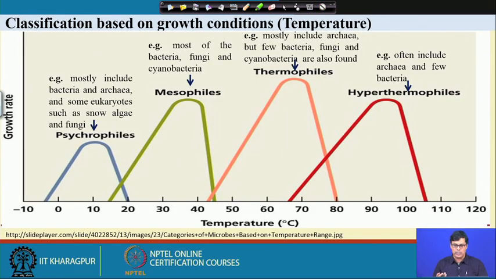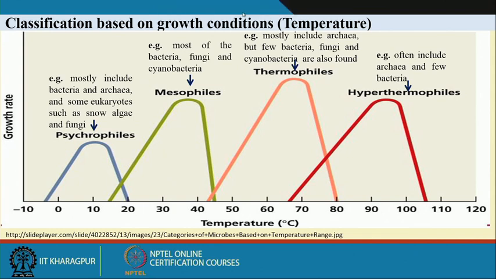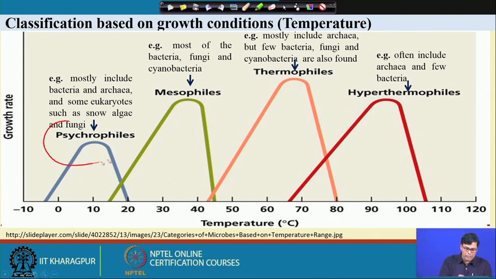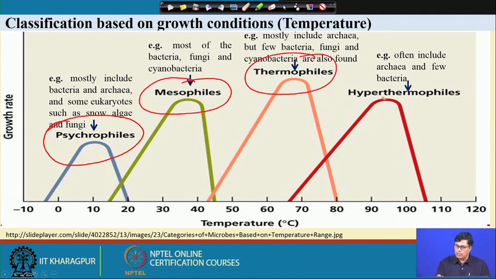Now, let us come to the temperature. How can we do the classification on the basis of temperature? We have different types of bacteria: psychrophiles, mesophiles, thermophiles, and hyperthermophiles. Very interesting, psychrophiles usually grow at very low temperature, particularly in the cooler regions.